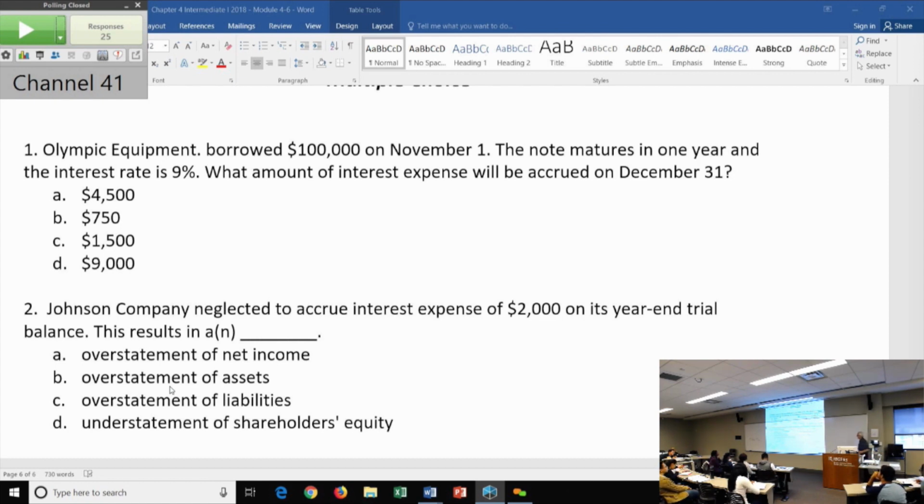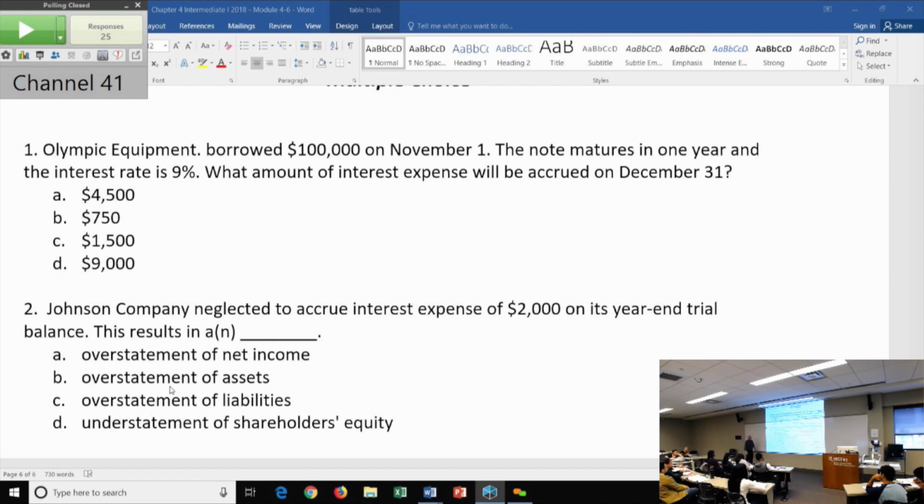There we go. All right, so if the company fails to make that accrual, this time it's 2,000, it's an overstatement of income because you understated expenses. If you don't make this adjustment, you understate expenses, so you overstate net income. Income's too high because your expenses are too low. Assets have nothing to do with this. Liabilities are not overstated, they're understated by not making that adjustment, right?